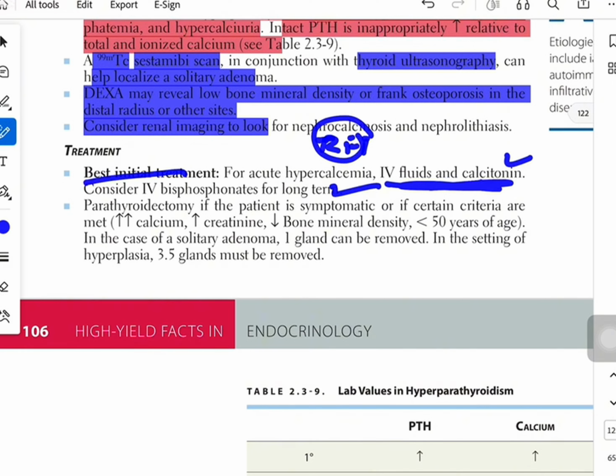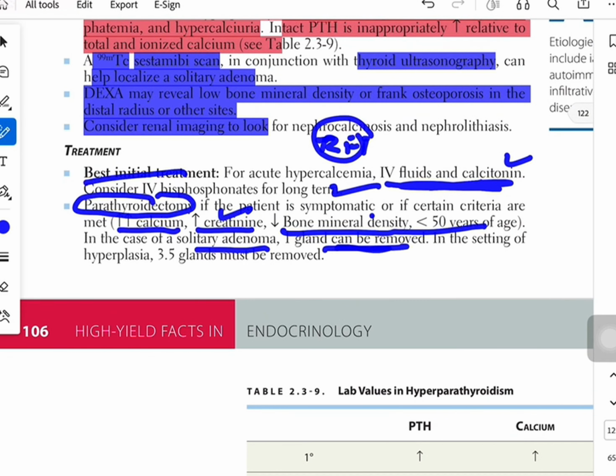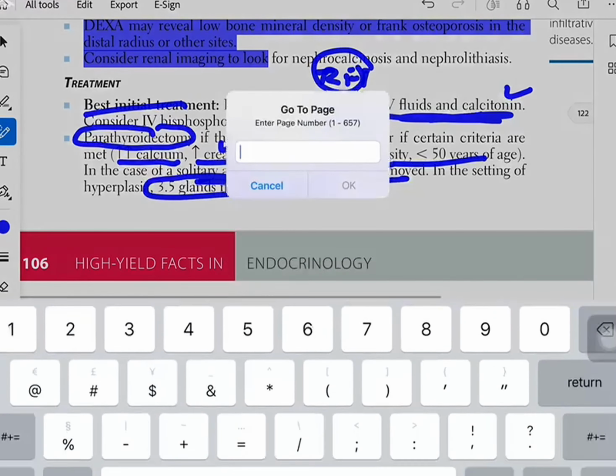We perform parathyroidectomy if the patient is symptomatic or if certain criteria are met: high calcium, high creatinine, low bone mineral density. When there is a high level of calcium, it also targets your kidney, meaning the kidney is going to be damaged, and this can lead to nephrocalcinosis. That's why creatinine level is high. With low bone mineral density and a solitary adenoma, one gland can be removed. In parathyroid hyperplasia, what do you have to do? 3.5 glands must be removed in a patient with parathyroid hyperplasia.